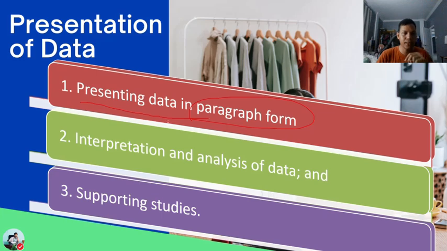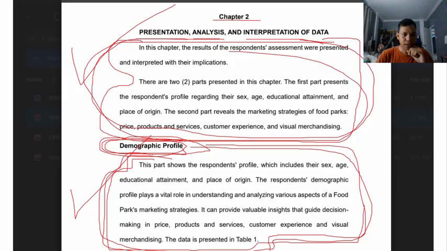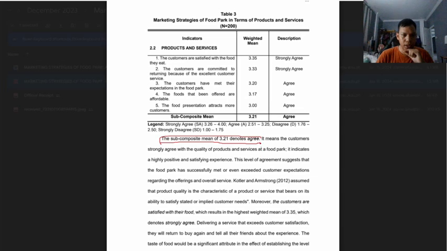Now let's proceed to the second one, interpretation and analysis of the data. Again, there must be a balance between the subjective and objective discussion, and it must come from your own words. So for the example here, you will interpret the 3.21 sub-composite mean, and this is coming from your own words.